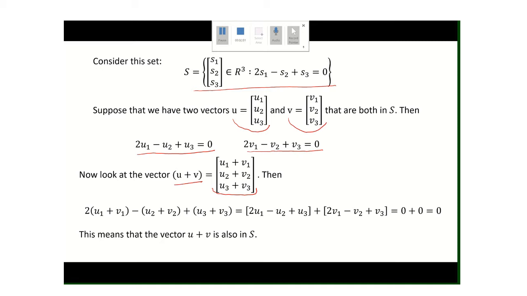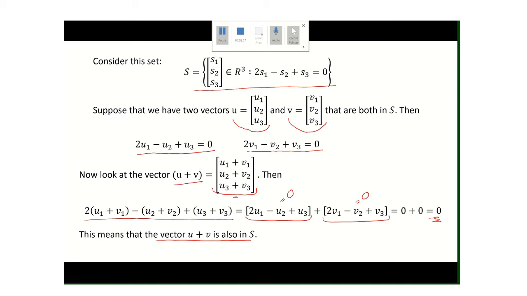Now, my question is, is this in the set or is it out of the set? In other words, does it satisfy that simple little equation? So what do I do? I take the three components of that vector and put them in that equation. So 2 times the first component minus the second plus the third. And now I rearrange it a little bit, and I get this plus this. But if I look at those two parts from above, that's equal to 0, and that's equal to 0. So 0 plus 0 equals 0. So for my new vector, when I plug it into that little equation, I get that it's equal to 0. That means that it's in the set. So my new vector, u plus v, is also in my set.